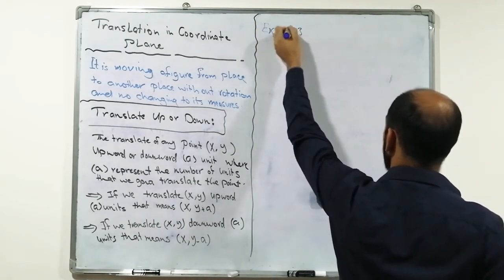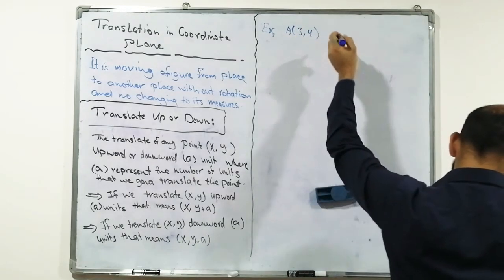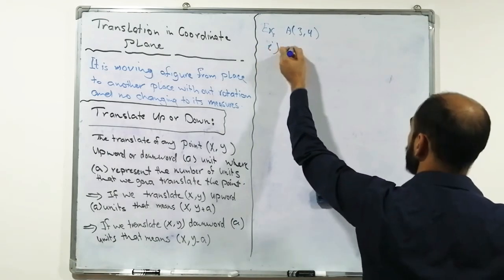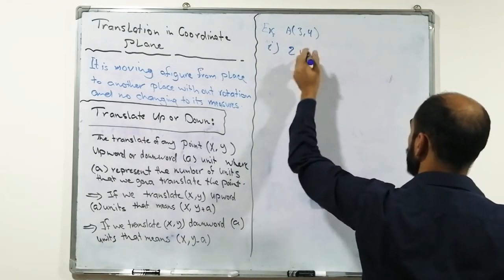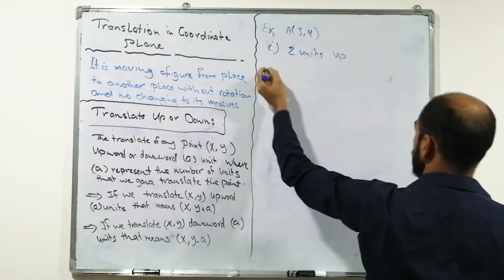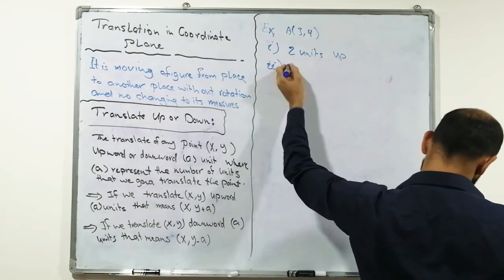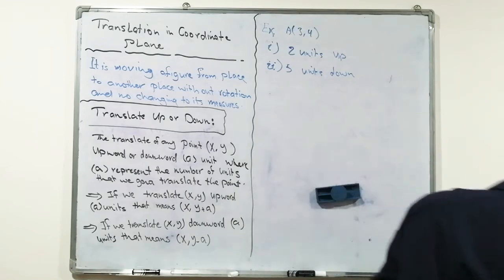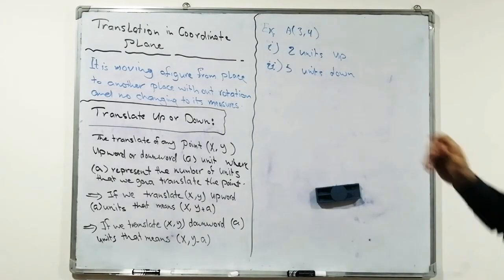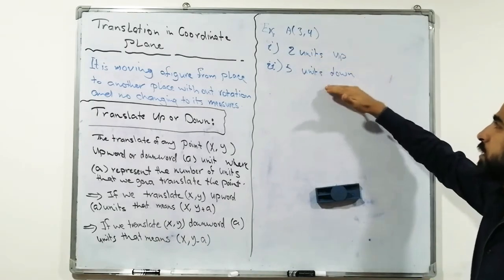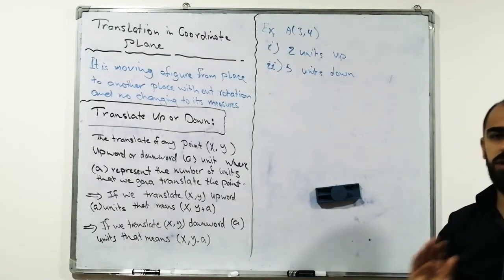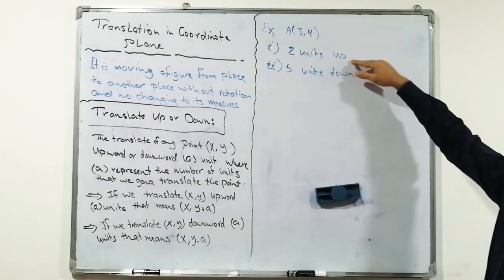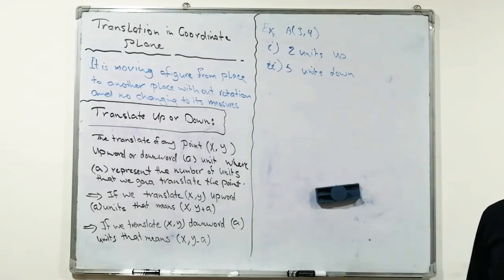Now we will take an example to find the translation of a point. Example: we have the point A (3, 4). Find the translation: first, 2 units up, and second, 5 units down. The same point (3, 4), we are going to find its translation upward and downward. As we see, we must identify the kind of translation. Here we have a translation upward, meaning a translation with the y-axis.